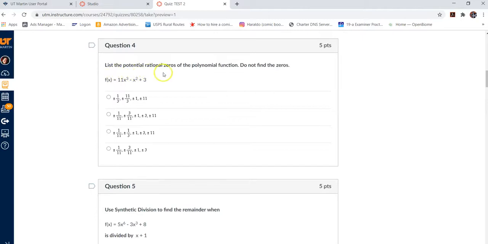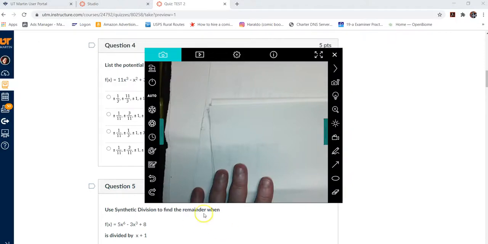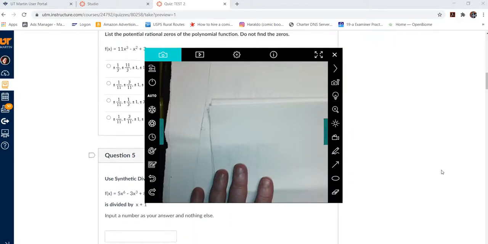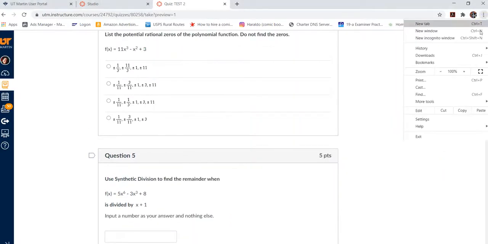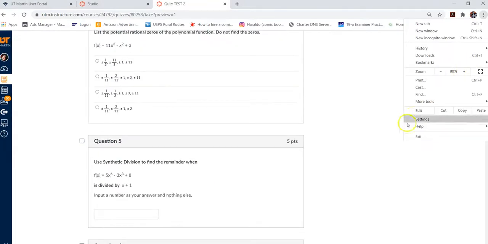All right, list the potential rational zeros of the polynomial function. Do not find the zeros. Okay, this is the rational zeros theorem. So they all have to be of the form P over Q. Let's see, I can't quite get that on the screen.